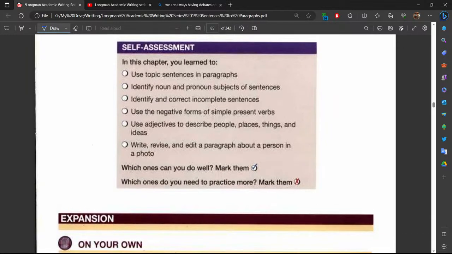Self-assessment. Okay, so these are the self-assessment questions. Which one did you do best? Is a topic sentence in a paragraph? Identify noun and pronoun. We did this. Identify the correct and incomplete sentences using negative forms of simple present verbs. We did this. Use adjectives to describe people, places, things, and ideas. Got this. Write, revise, and edit a paragraph about a person in a photo. We are going to do this. Which ones can you do well? Tick mark them. Which ones do you not do well? Mark them.